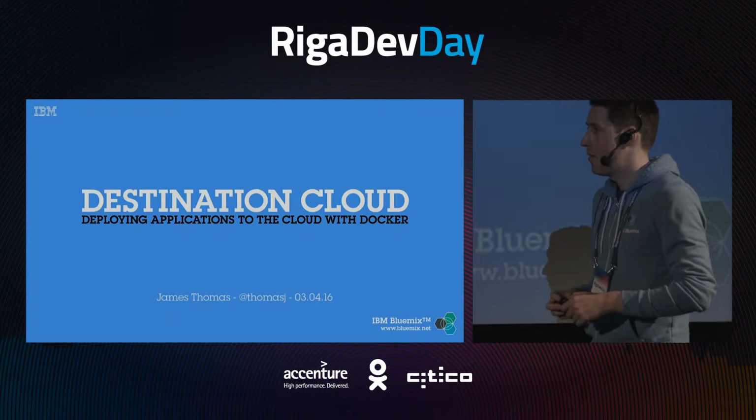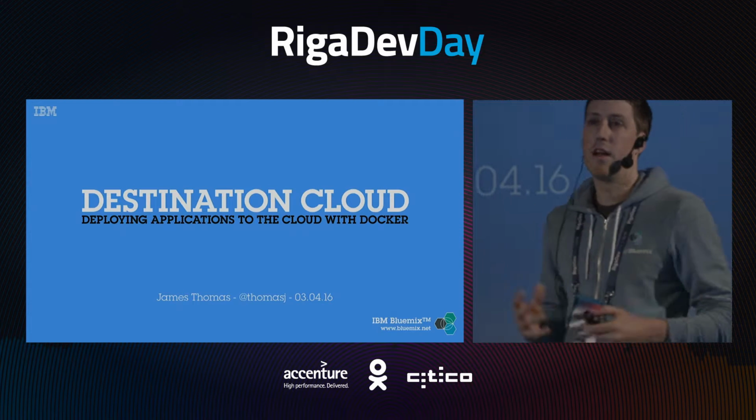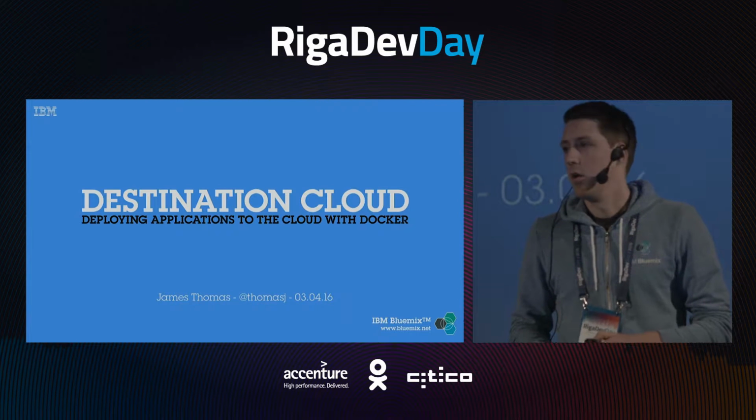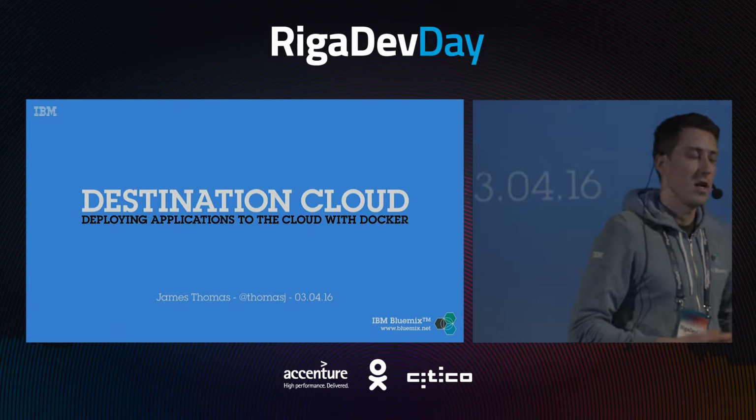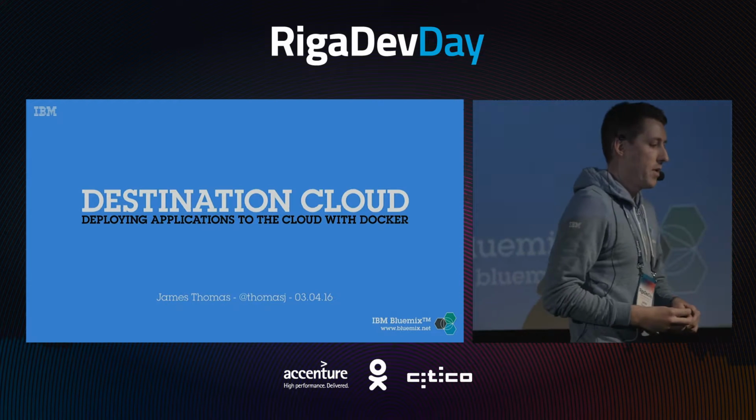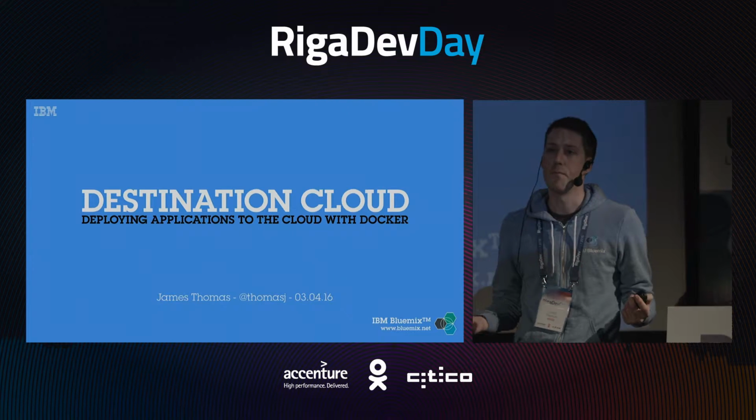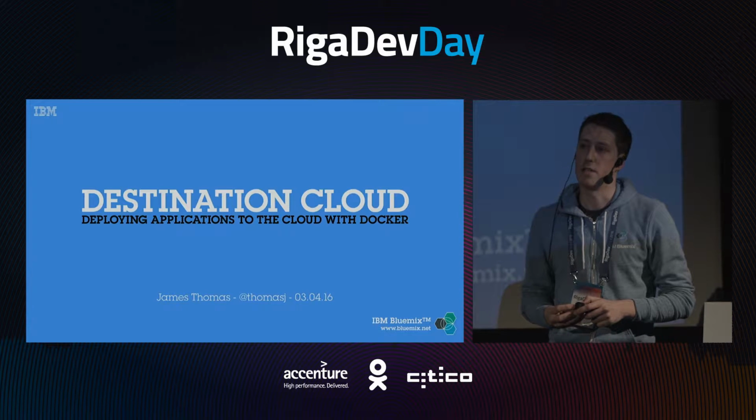So hello everybody, my name is James Thomas and I'm a developer advocate for IBM working in our cloud division. I was invited here to talk to you today about using a technology called Docker to move our applications into the cloud.